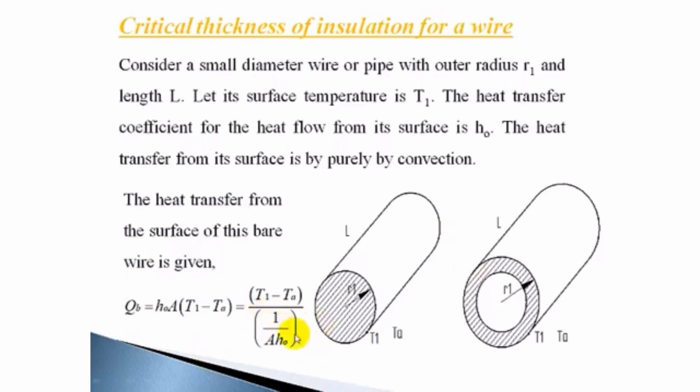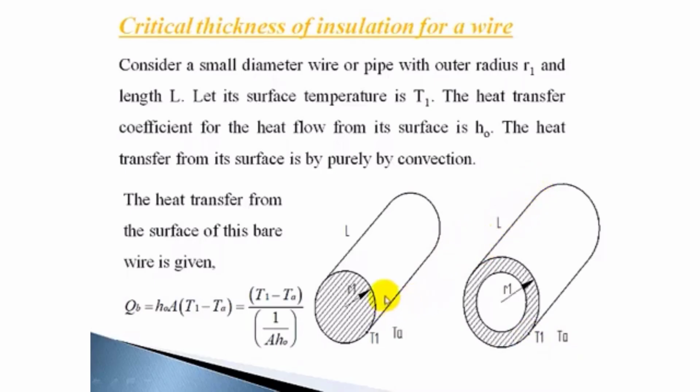Now let us consider a small diameter wire which is a solid wire, and another one which is hollow. R1 is the outer radius. This is a solid wire, a small diameter wire, and this is a hollow one, and again the outer radius is R1. The surface temperature is T1 and the ambient temperature is TA. So here also the surface temperature is T1, ambient is TA. The length of the wire is L. Here the length of the hollow cylinder is L.